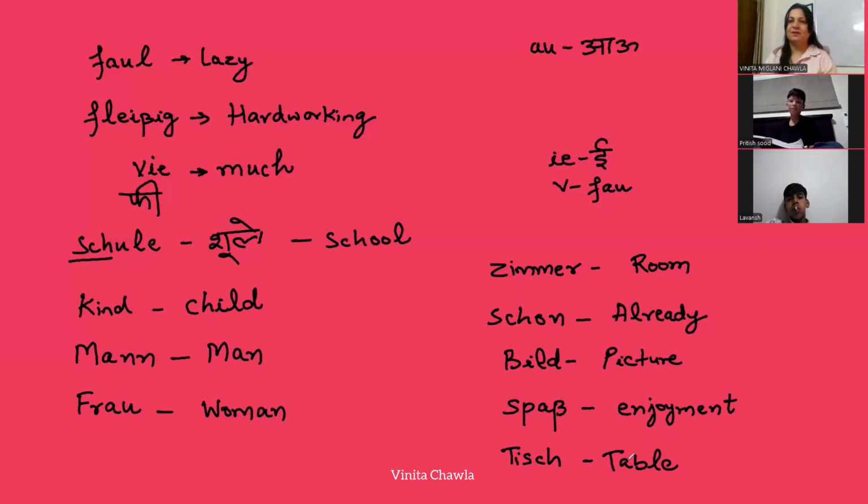Can you teach us our names, Pritish and Lavanch, in German? First, write this. Okay, now I'm writing here. Ich means I.